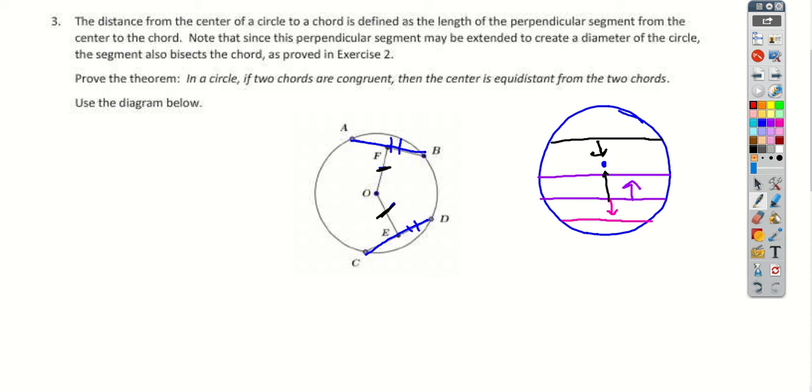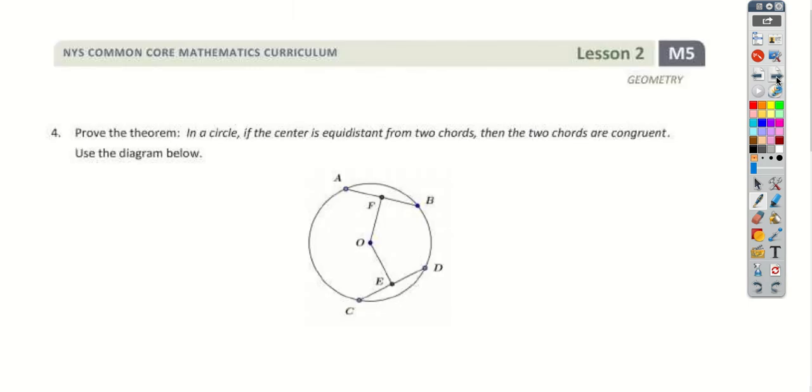Now to measure the distance, this line has to be drawn perpendicular. Must be. Can't draw it anywhere you want. Can't just draw it over here or measure the distance here. It's got to be the perpendicular distance. So that line, OE, is always going to cut CD in half. And likewise, if this line is equidistant from the two chords, then I know that these two chords have to be equal.